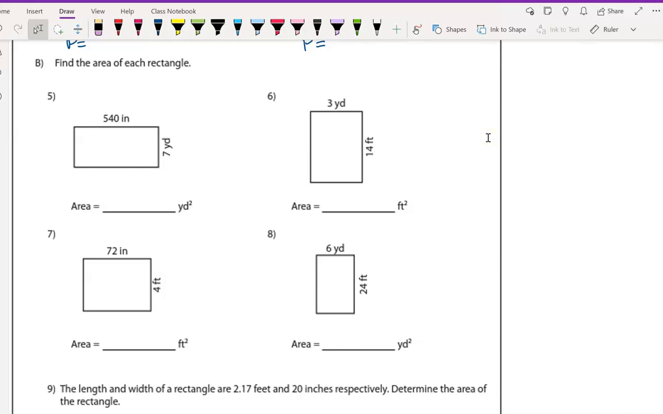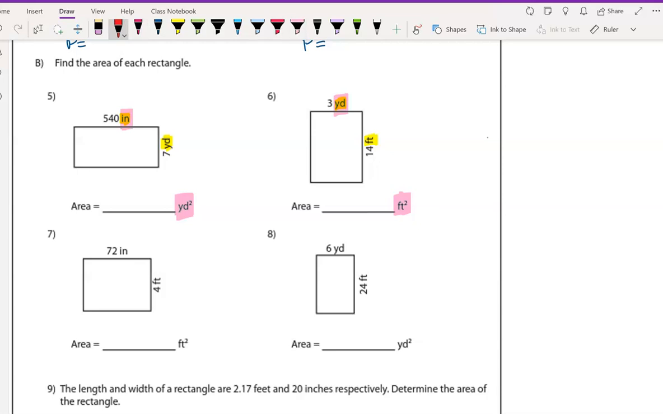So now we're going to move on to find the area of each rectangle. You got to be very careful though. If you notice here, they don't have the same type of units on both sides, feet or yards. So just multiplying base times height or length times width is not going to help you here. You need to pay attention to what they have labeled here, and then you're going to need to convert the one that is not. For example, on number 6, this is the one we need to convert to feet, and for number 5, we need to use yards, so we need to convert inches to yards.